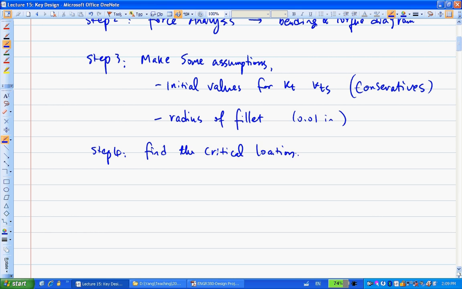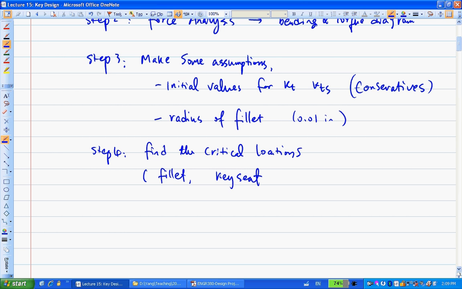So based on the structure of your shaft, based on the bending moment diagram and torque diagram, find the critical locations. So what are the critical locations? In general, the critical locations are the fillet locations, where the K_t is.